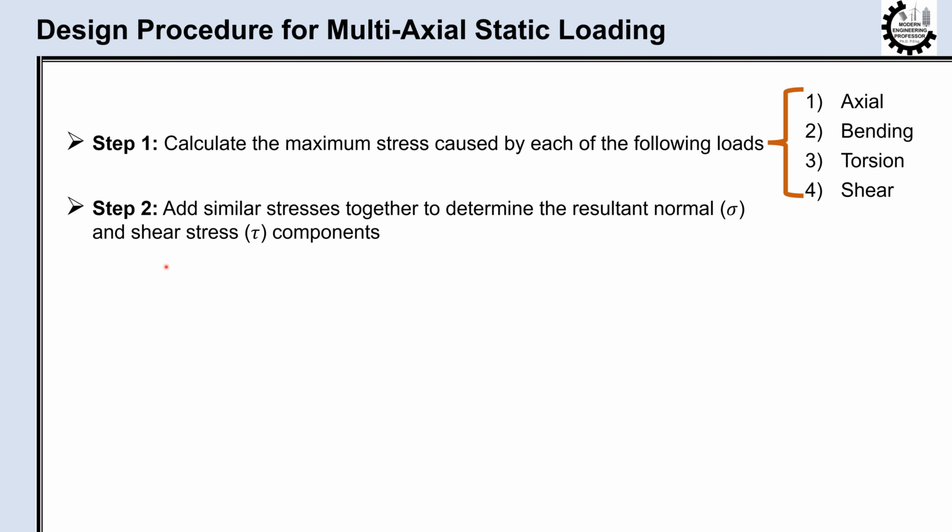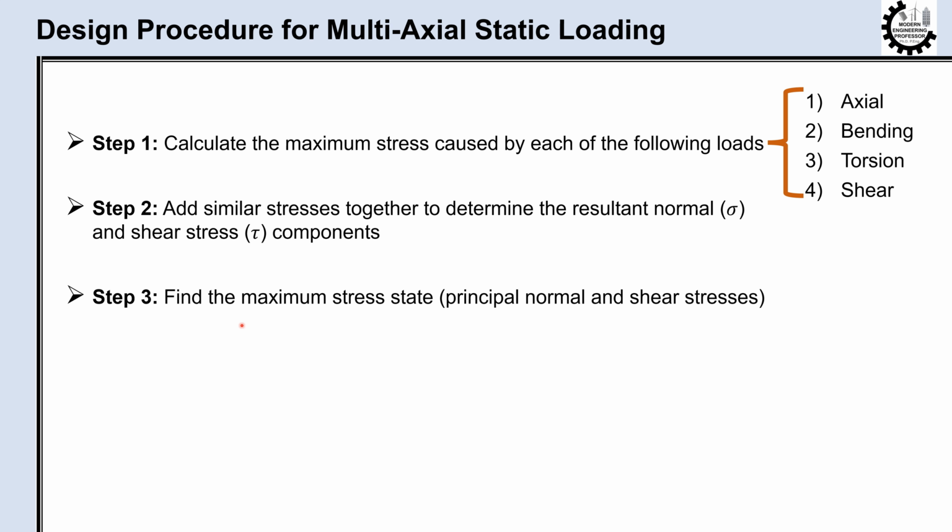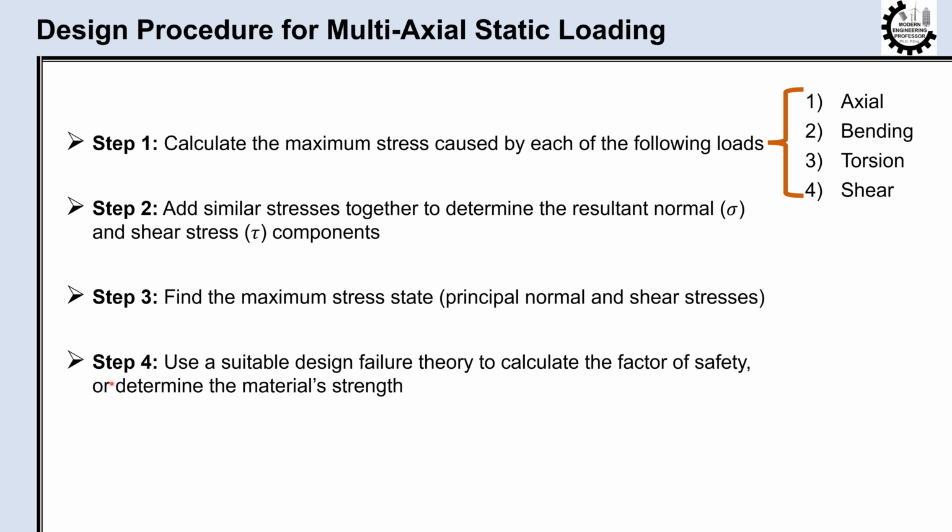In step 2, we need to add similar stresses together to determine the resultant normal and shear stress components. Step 3, we'll find the maximum stress state by calculating principal normal and shear stresses. And finally, in step 4, we need to use a design failure theory that is suitable for our application to calculate the factor of safety or determine the material's strength based on what information is given.